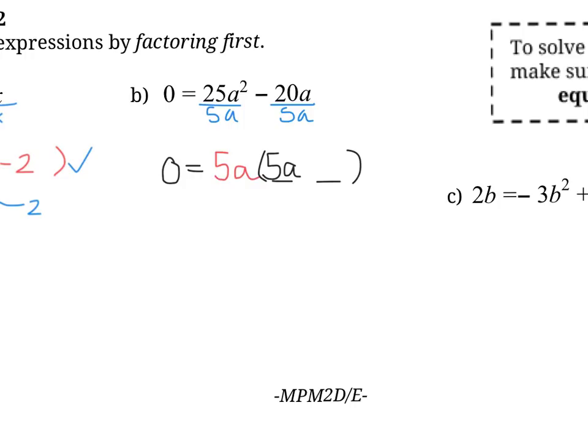And then do the same. What would I have to put here so that 5a times something is negative 20a? Well, to make that negative 20, we need a negative 4. And if I just check, 5a times negative 4 would make negative 20a, and I've got it. So now it's factored, and I can check it by expanding it.